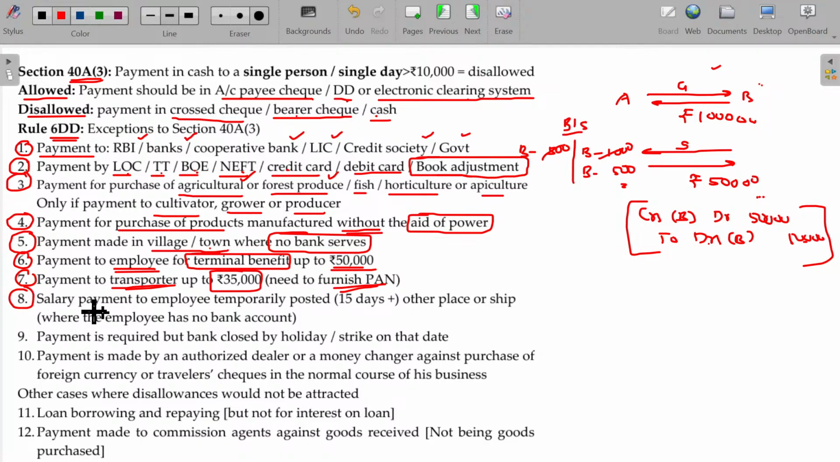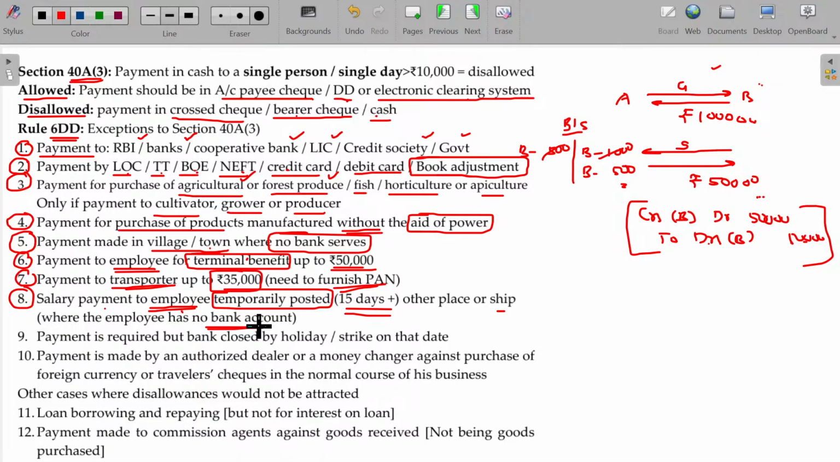The eighth case is salary payment to an employee, similar to this one, but where the employee is temporarily posted in some other location where the employee has no bank account, for 15 days or more. Usually an employee resides in Trichy, suddenly he is transferred to some other location, maybe Kanyakumari, for some period. He is asked to stay there for 20 days. He says, I don't have bank operations there, sir, how can I manage? Then you can make the payment in the form of cash.